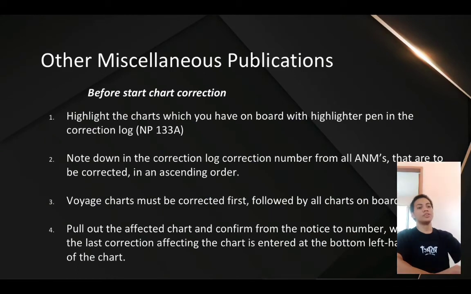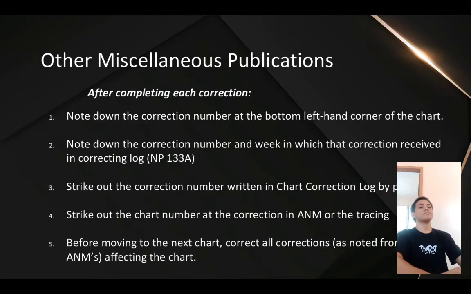So before starting chart correction, the first one is to highlight the charts which you have on board with a highlighter pen in the correction log NP1338. The second one is to note down in the correction log the correction numbers from all ANMs that are to be corrected in ascending order. Voyage charts must be corrected first, followed by all charts on board. Pull out the affected chart and confirm from the notice number whether the last correction affecting the chart is entered at the bottom left-hand corner of the chart.